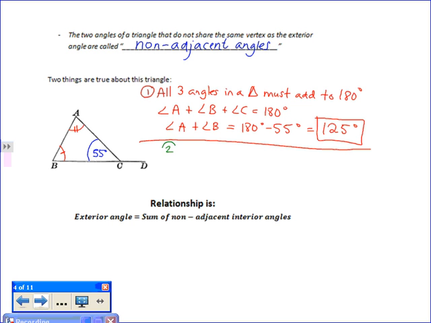The second thing that I know is that my exterior angle to this triangle right here, this is called the exterior angle, is on a straight line with angle C, and it has to be equal to 180 degrees when I add 55 degrees and the exterior angle together. The sum of those two angles must be 180 degrees. So we have supplementary angles. I know that supplementary angles also add to 180 degrees.